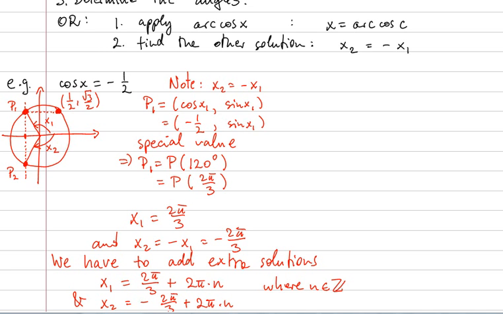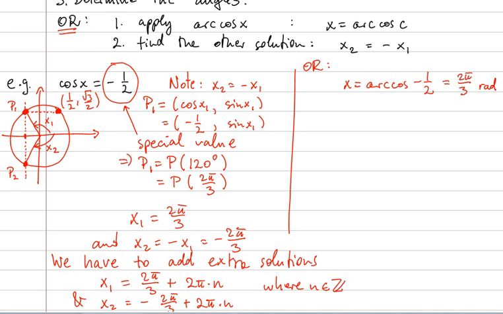Okay, so what if this value here was not a special value? In that case, we would apply this alternative way of finding this. What we would do, we would say x is equal to arccos of -1/2. We would plug this in the calculator, and we would obtain 2 pi over 3 radians as the answer to this.